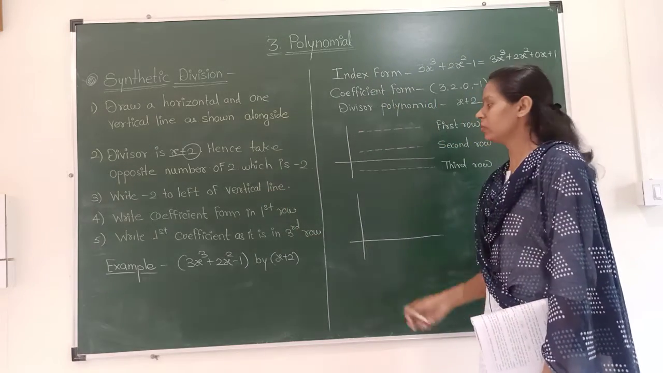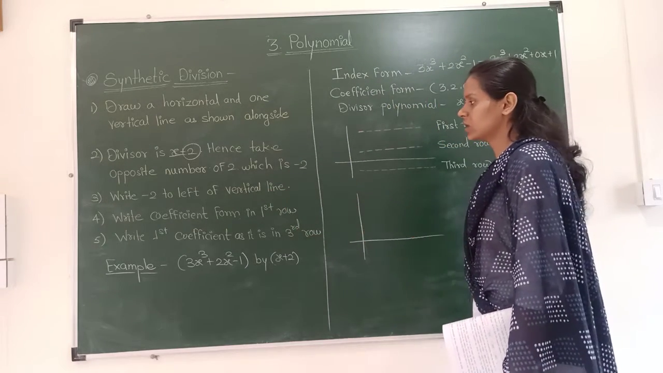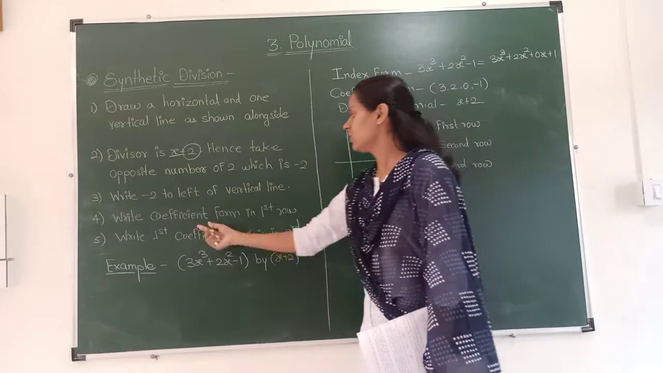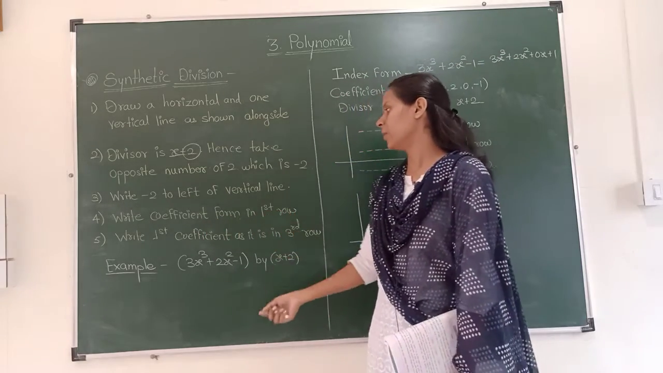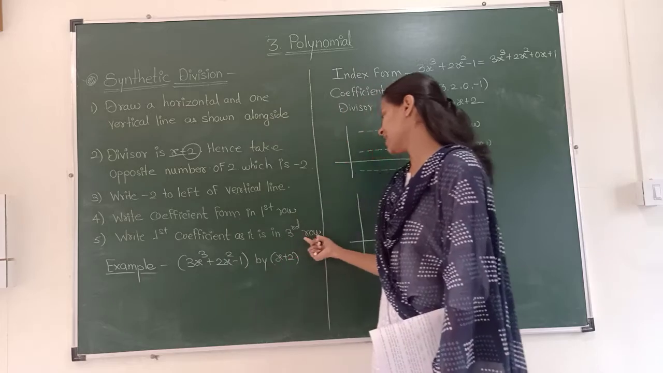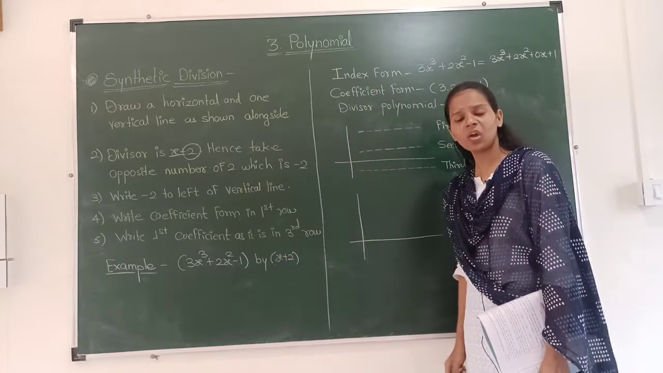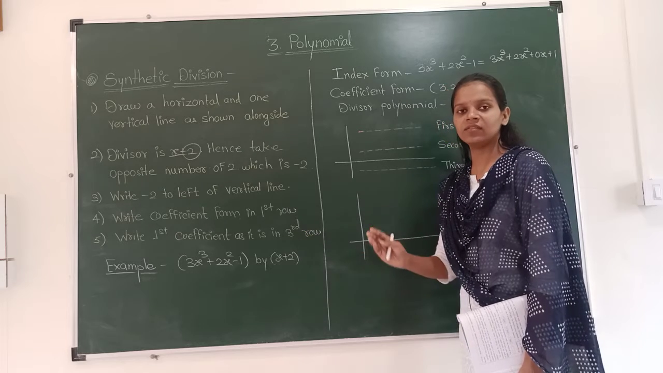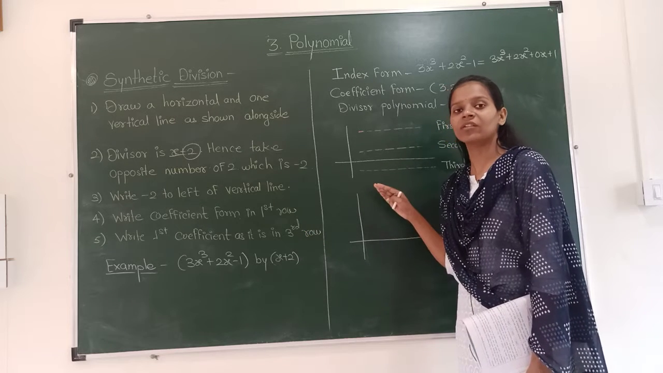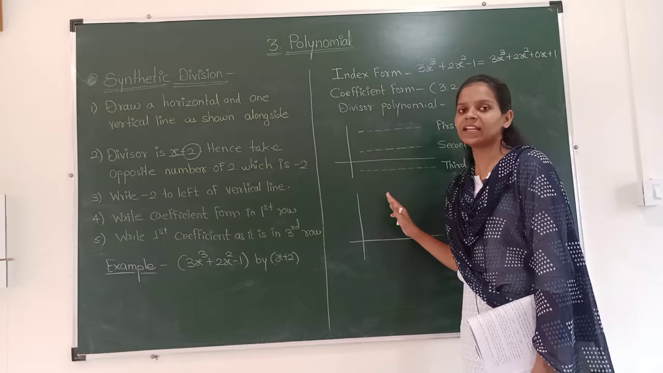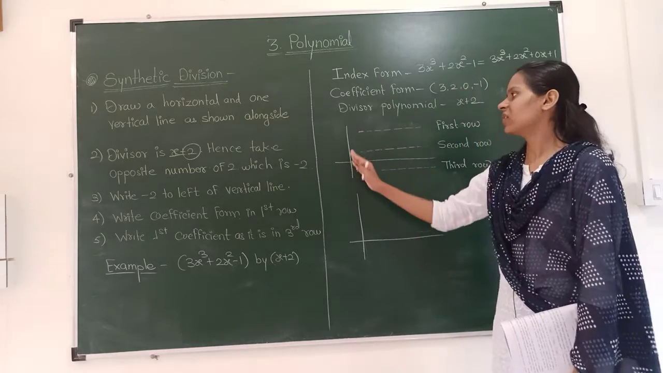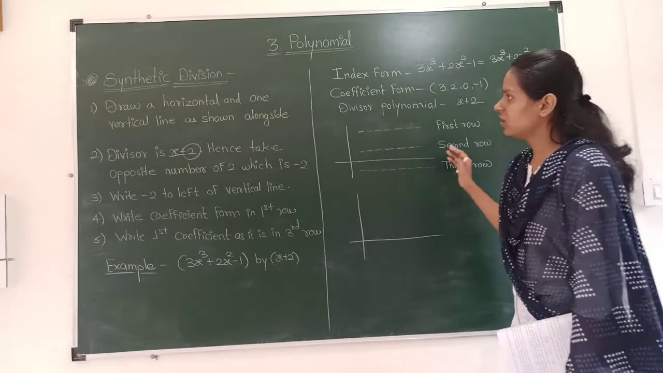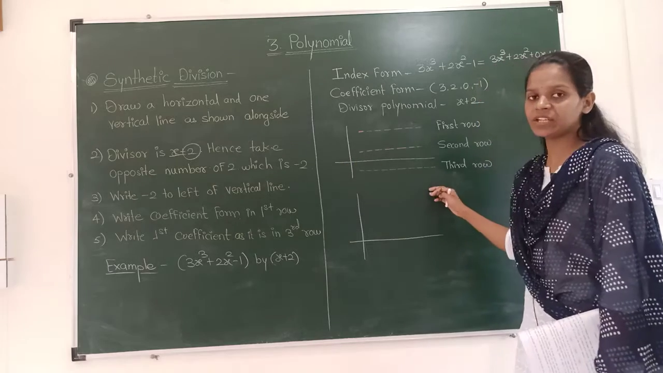Now what we have to do? We have to write the minus 2 to the left of the vertical line. Write coefficient form in the first row and write the first coefficient as it is in the third row. Now we will take an example. We will follow all this and divide the polynomials by the synthetic division method. See, we are drawing one horizontal and one vertical line.